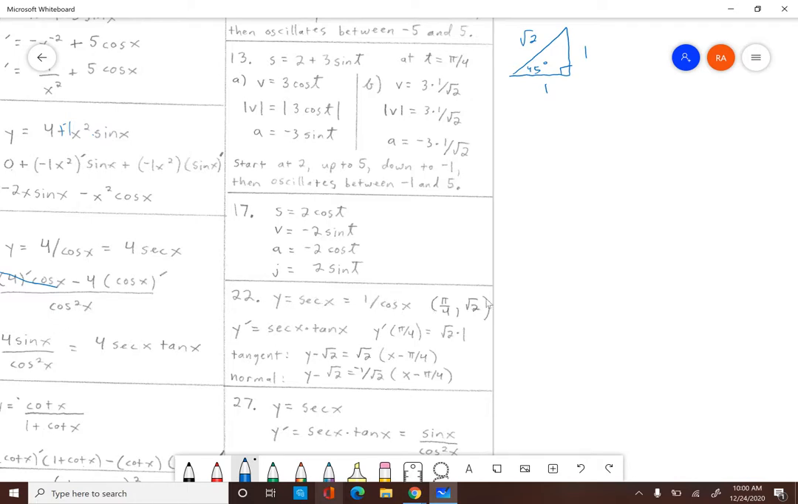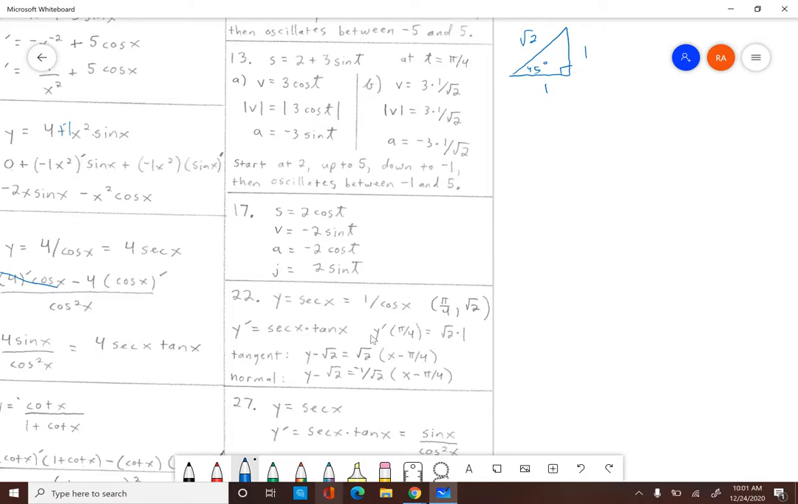So there's my point. For my slope, I need to take the derivative of secant of x. The derivative of secant of x is secant of x times tangent of x. I'm going to put pi over 4 into that equation. I already know that pi over 4 into secant of x is root 2, because I did that up here. And tangent of pi over 4, or 45 degrees, is opposite over adjacent, so that is equal to 1. So that's root 2 over 1.